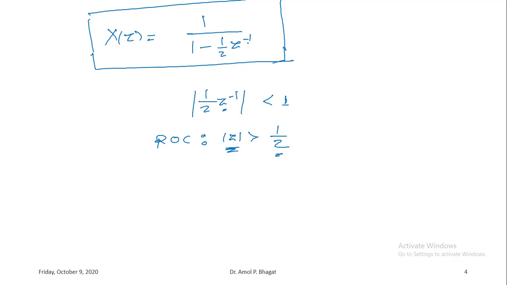The values of z should be greater than 1 by 2. If you substitute the value z equals 1 by 2 in this case, it will be 1 by 2 multiplied by 1 upon 1 by 2. So the 1 by 2 will get cancelled and it will be 1. So 1 minus 1 will be 0, so it will be 1 by 0, which is infinity. Therefore z equals 1 by 2 will not be included in the ROC of the given transform. So the ROC will be the values greater than 1 by 2 simply.